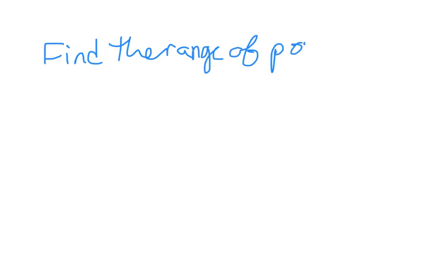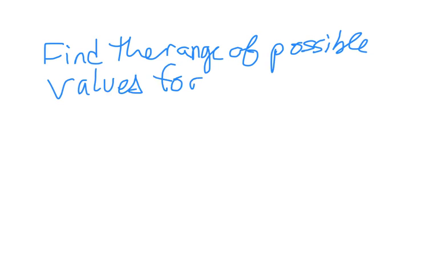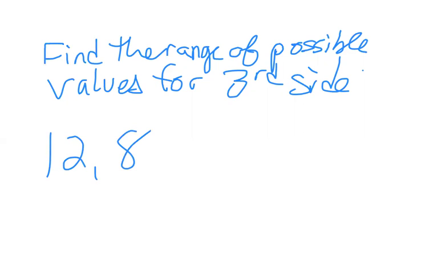All right, so first thing that's up on your test on triangle inequalities, it's going to be the ones where I give you two sides and it's going to ask you to find the range of possible values for the third side. So it's going to give you two sides like 12 and 8, and you're supposed to come up with the range. Anybody remember how to do that?